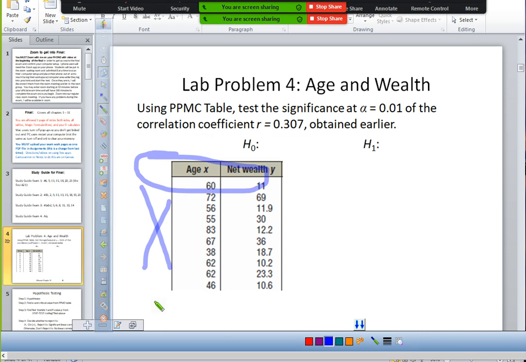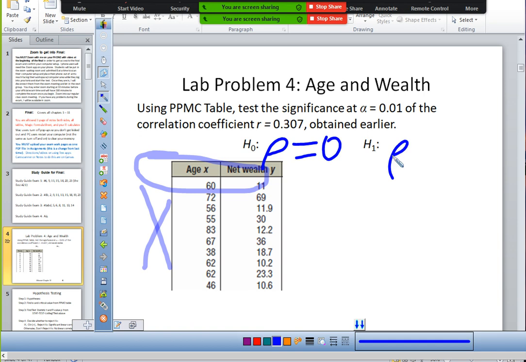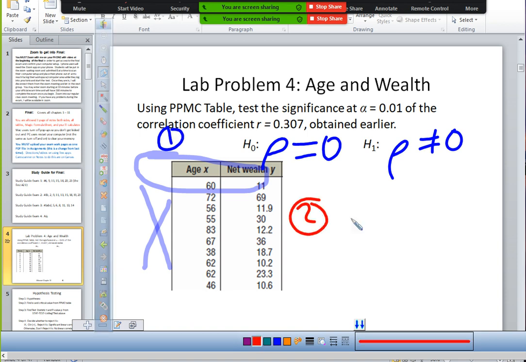Well, this one, the H naught is rho is equal to 0, and H1 is rho is not equal to 0. That's step 1. And then you're going to do step 2 from the PPMC table. And that's where you're going to draw that little line. And you're going to take your PPMC value and shade to the right. And you're going to take a negative of it because this is always two-tailed. So you don't care whether it's negative or positively correlated, just that it is.